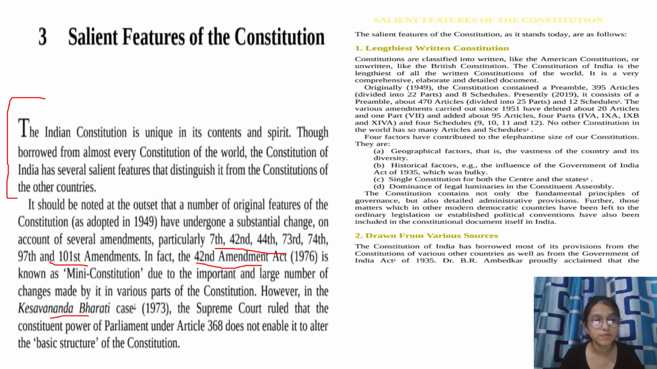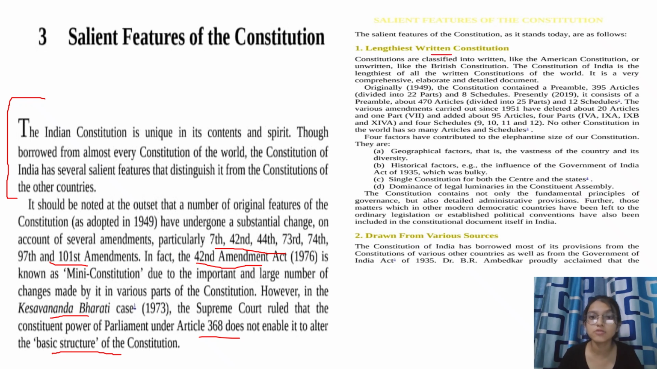In this case, the Supreme Court ruled that the constituent power of Parliament under Article 368 does not enable it to alter the basic structure of the Constitution. The basic structure theory was given in this particular case. So let's move into the salient features.